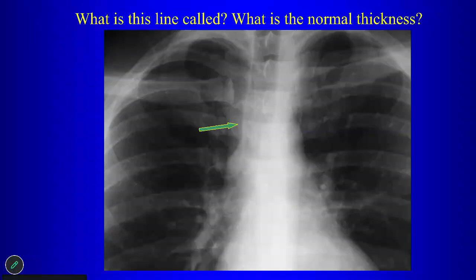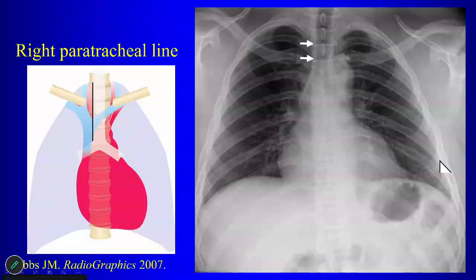And notice that you can see it through the shadow of the superior vena cava. The normal thickness should be less than 4 millimeters, about 2 millimeters. But that is the right paratracheal line. And on a good PA radiograph, you can make it out and you can see it actually through the shadow of the superior vena cava. The oval-shaped opacity here represents, that's the arch of the azygos vein, right?